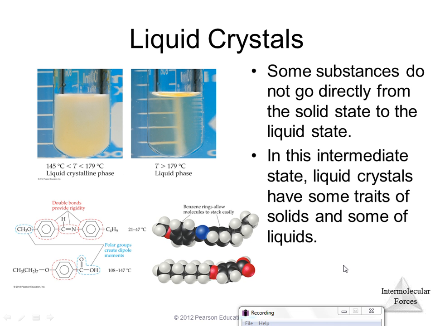The last part of the section of the chapter talks about LCDs, or liquid crystals. Liquid crystals have some traits of solids and liquids. If you take a look at this picture of this diagram, the double bonds are really rigid and strong here, and you've got a polar functional group at the end of one. If you've got polar functional groups, they can almost line up with each other and stack easily.